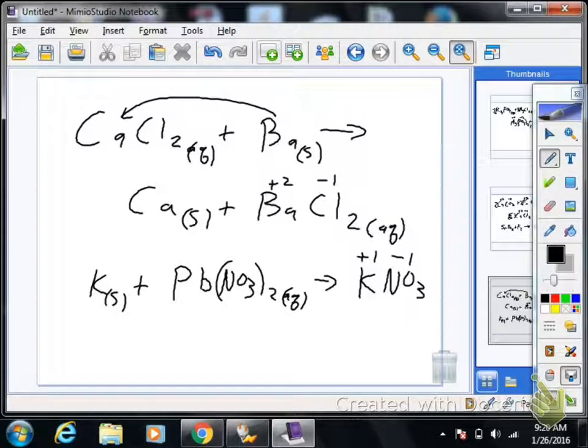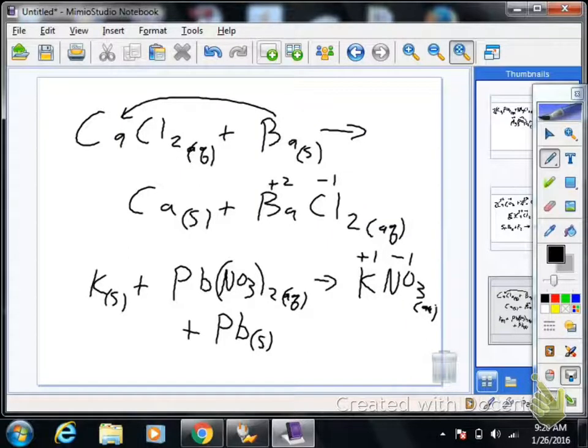And then the next one, we have lead by itself. So it'd be Pb. And KNO3 is probably going to be aqueous because nitrates are soluble on our list. What we did with double displacement, and then this would be a solid.